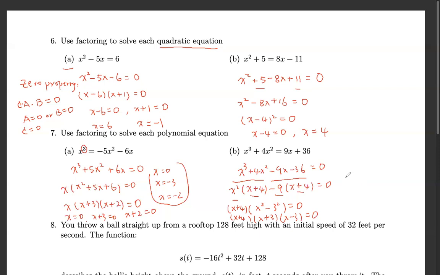So we also get three solutions. x plus 4 can be 0, x plus 3 can be 0, x minus 3 can be 0. So this gives us three solutions: x equals negative 4, x equals negative 3, x equals positive 3. Three solutions. Again, we see a polynomial of degree 3 can have at most three solutions.